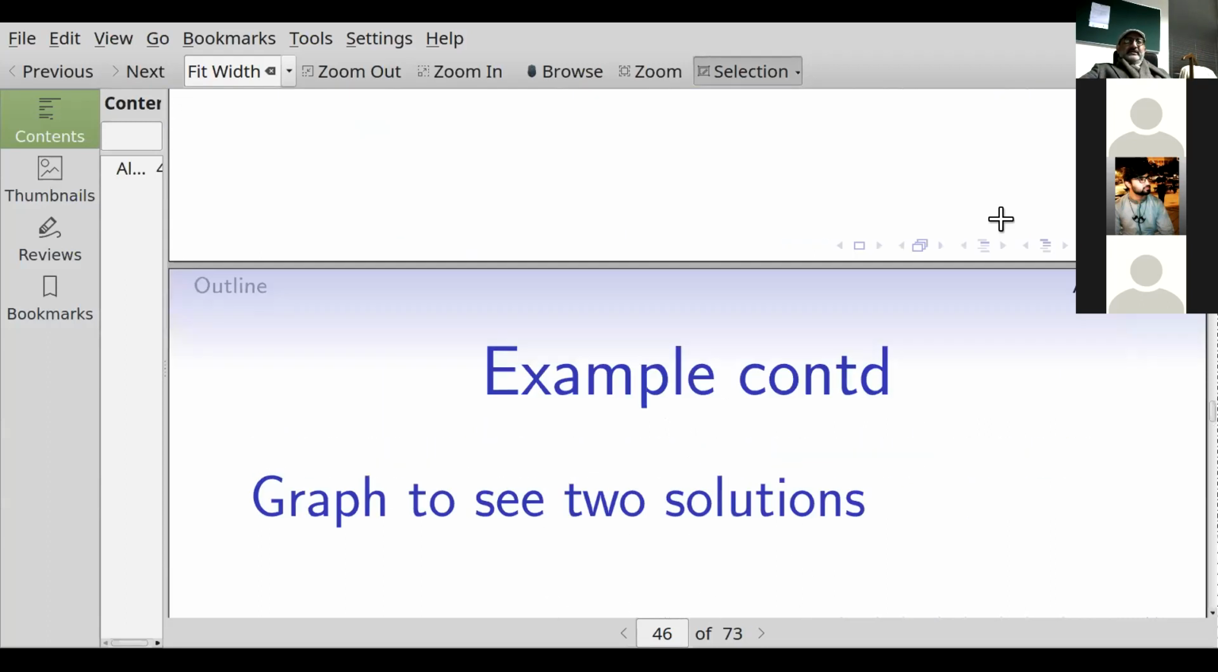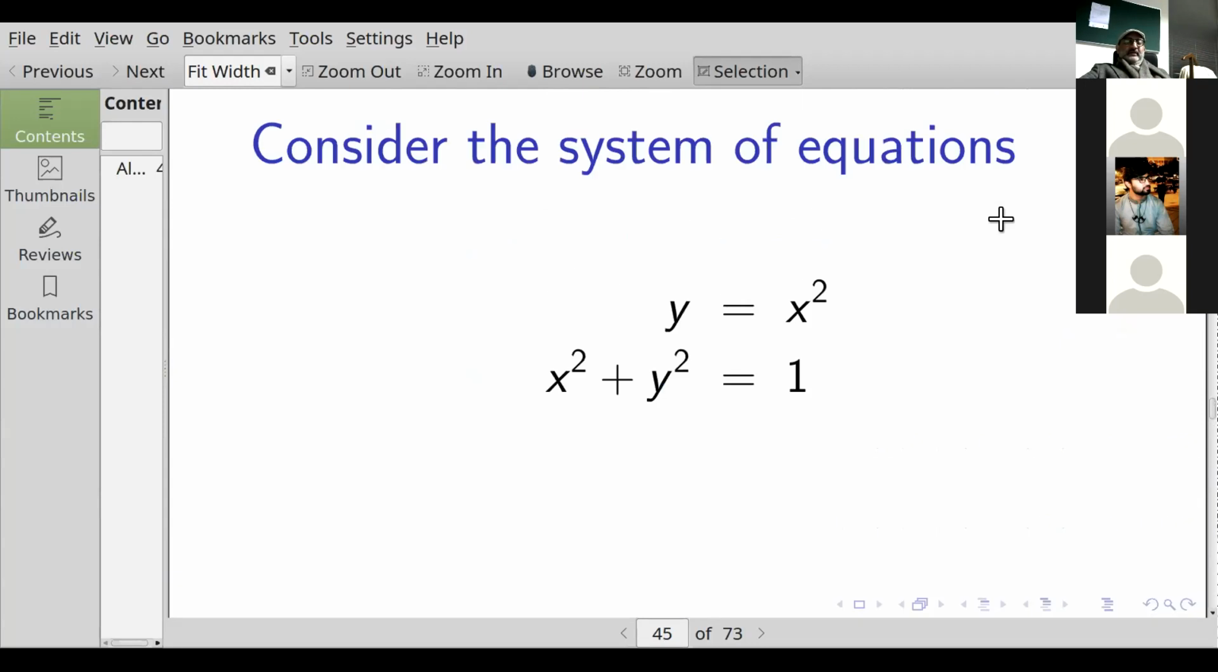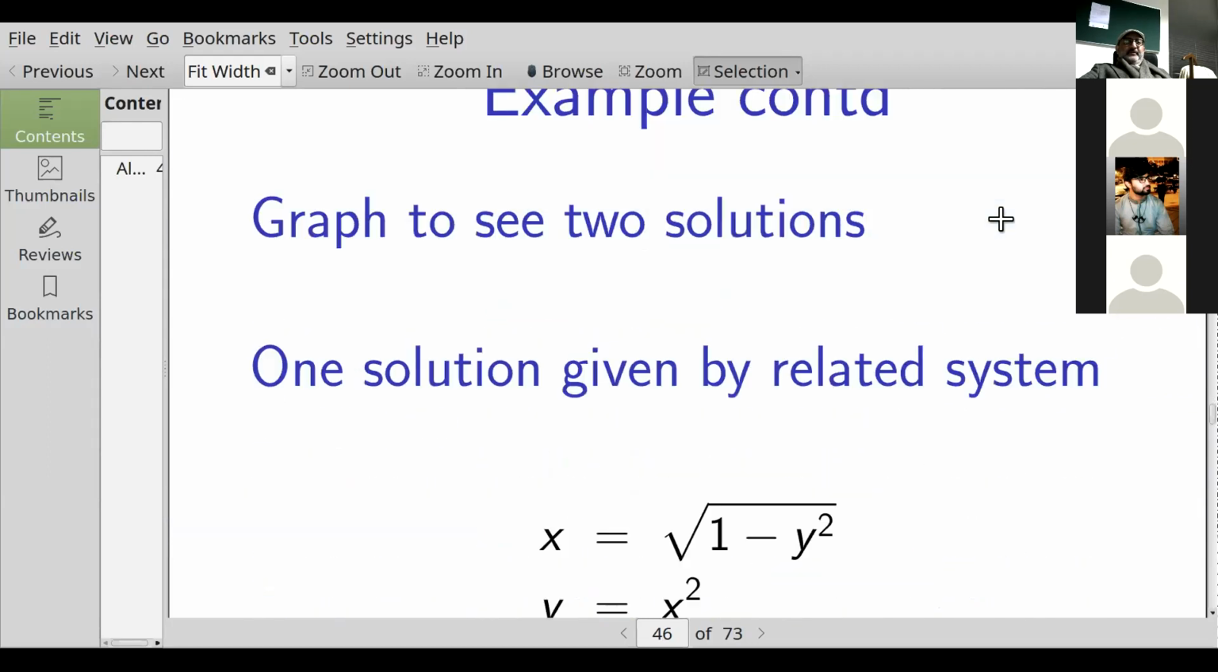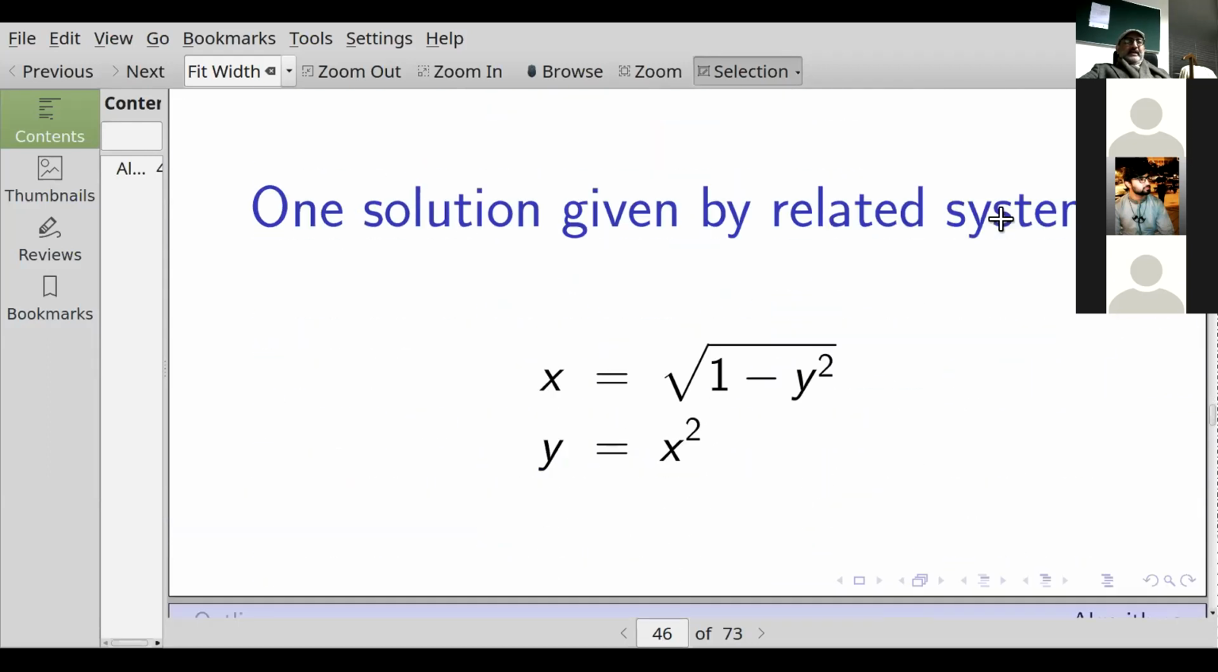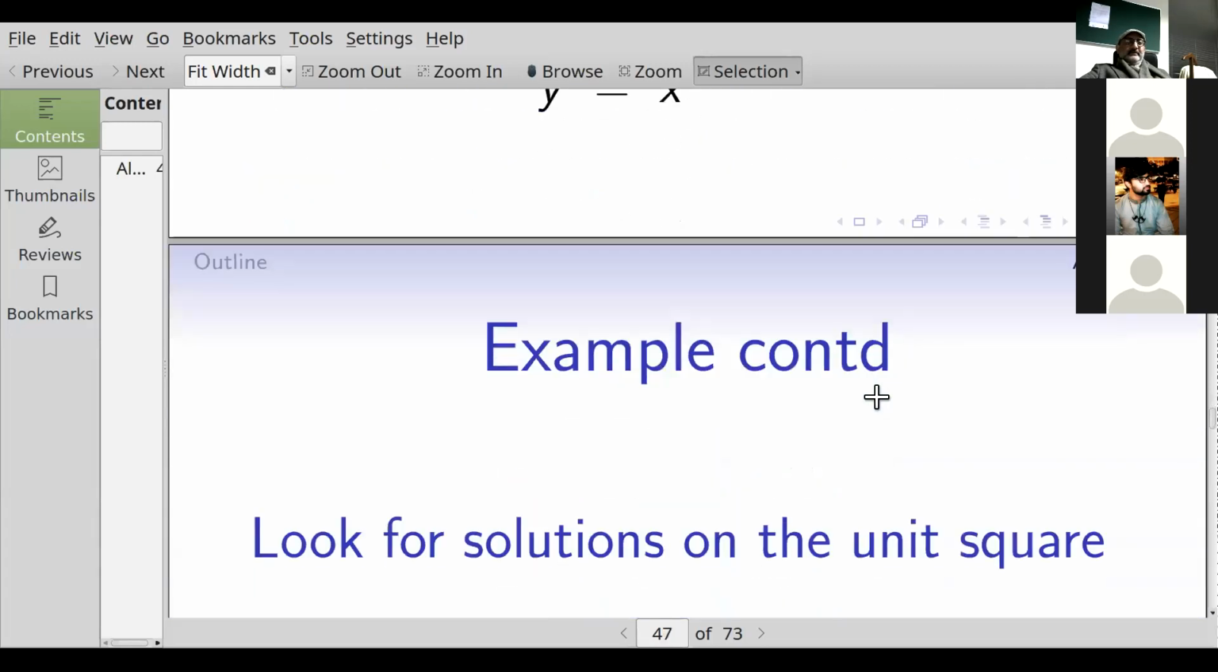Okay, so I go back to my system and I look around and I say, okay, I can do a bit of manipulation, and I can get that x equals the square root of 1 minus y squared is one equation, and y equals x squared. So x is a function of x and y, and y is a function of x and y, and maybe that system can help me find a solution. Iterating that over and over again can help me find a solution. Find an initial x and y, and then update the x and y by using these right-hand sides over here. Is that okay? You can ask a question if you need to.